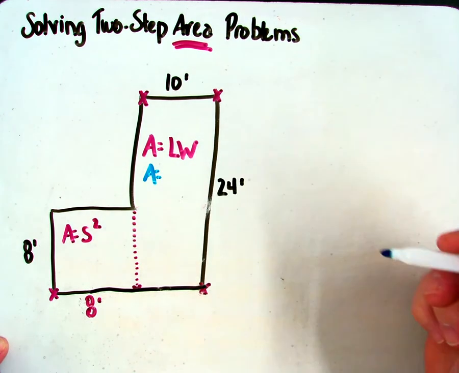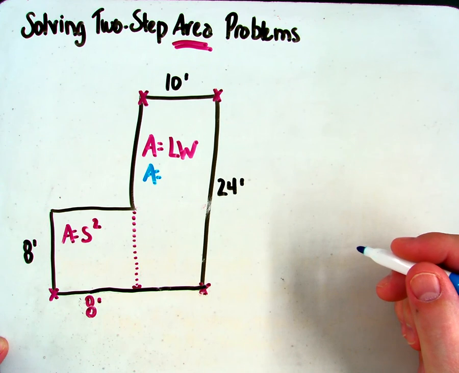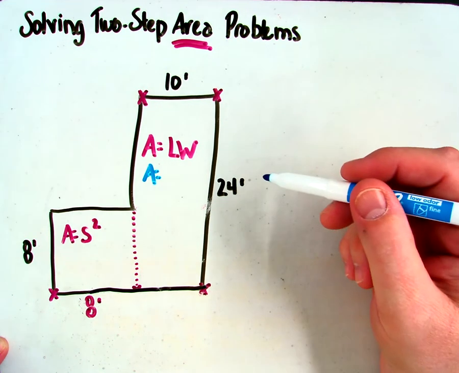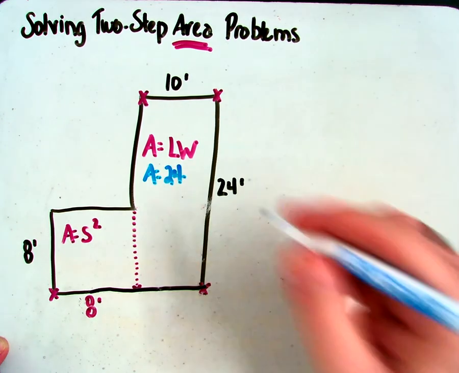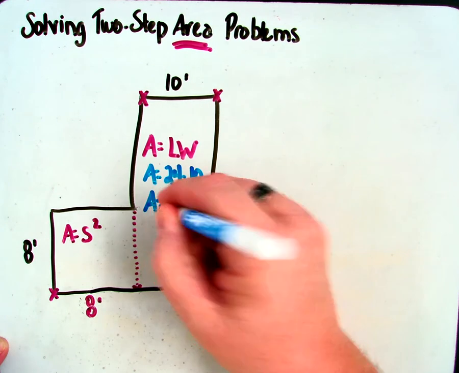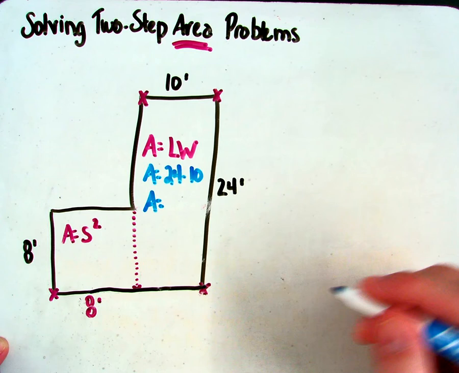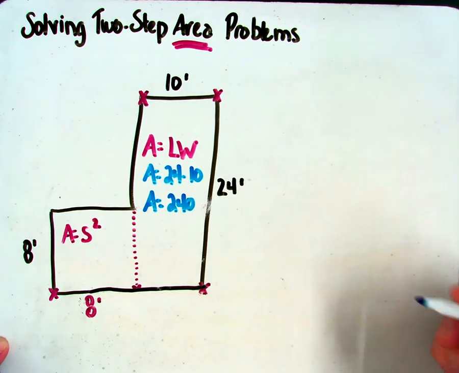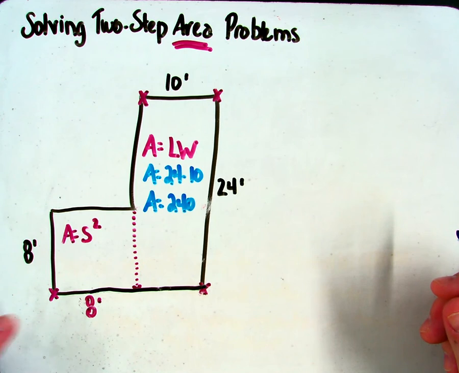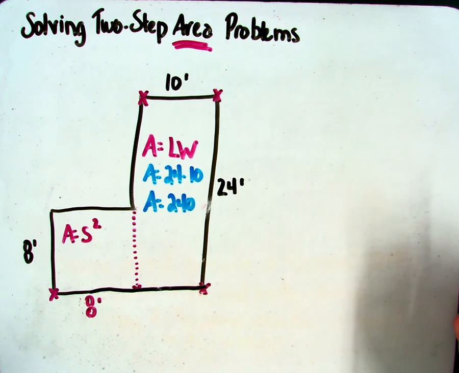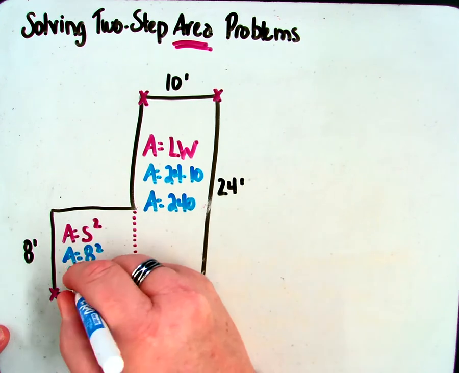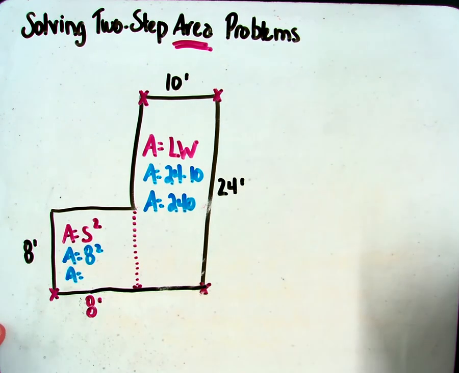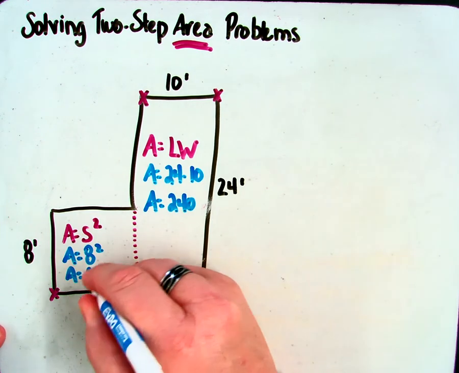For our rectangle, the length is 24. And our width is, yes, 10. And 24 times 10 is 240 square feet. Now, in computing the area of our square, what is the measurement of the side of the square? Yes, it is 8 feet. And what is 8 squared? It is 64. Very good.